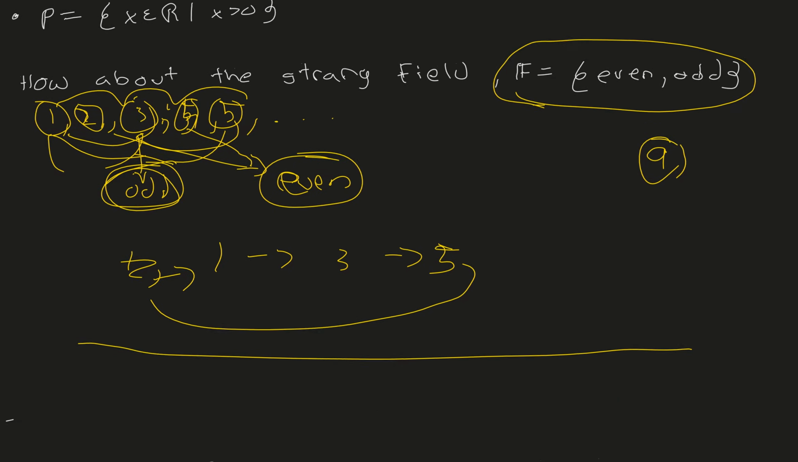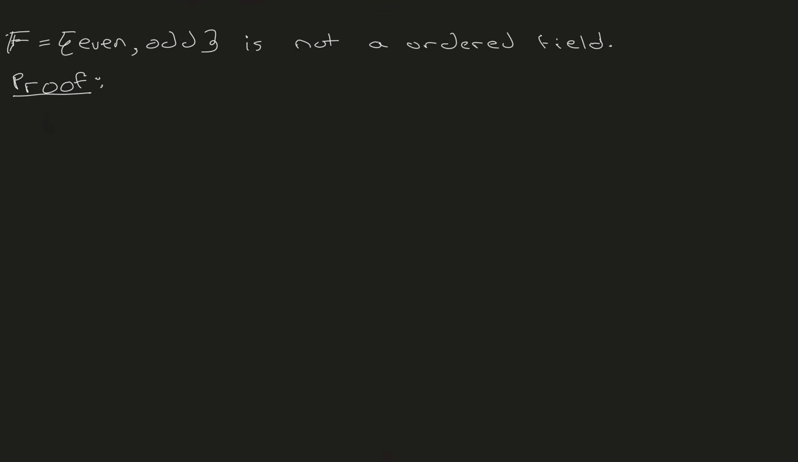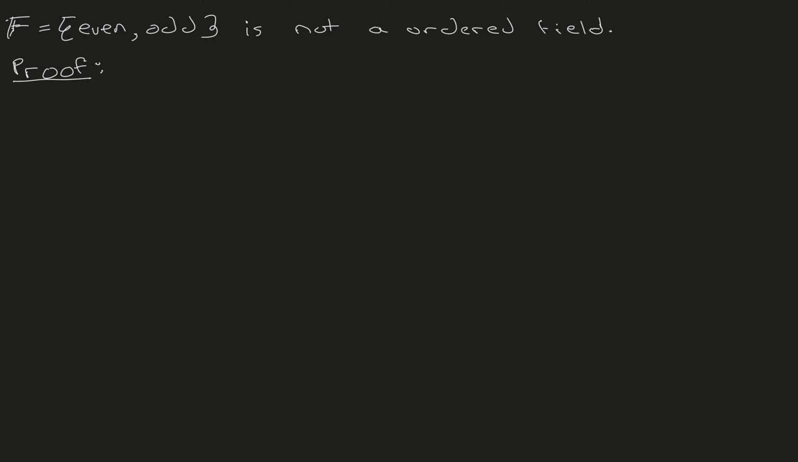So let's take a look at why the even odd field is not an ordered field. Let's do a formal proof of that. What we did before was basically scratch work, so let's give a formal proof. We're going to do a proof by contradiction to prove that it's not an ordered field. Remember, this is the first proof by contradiction we're doing in this course.